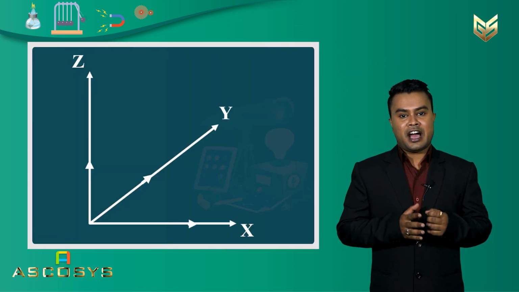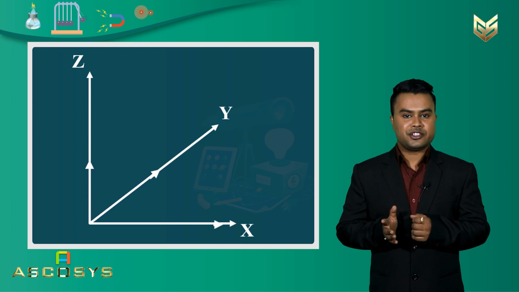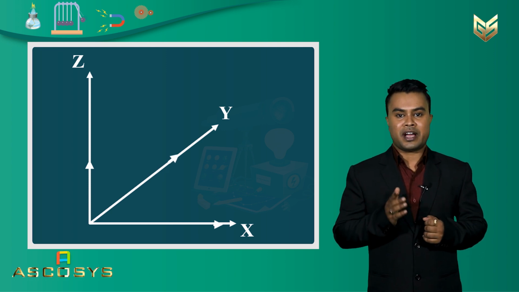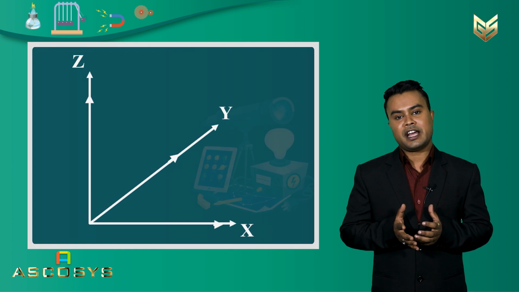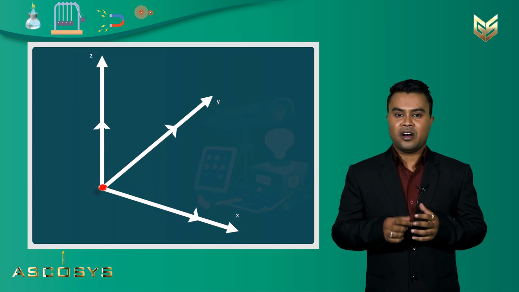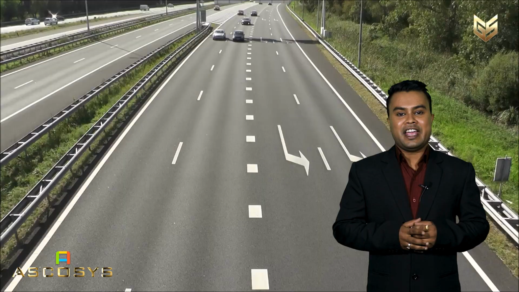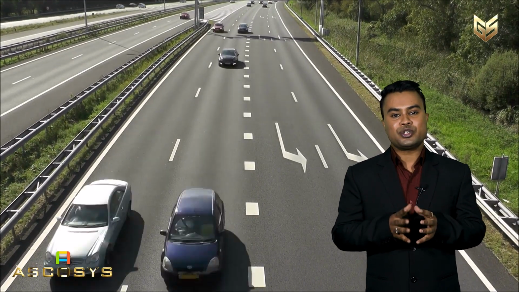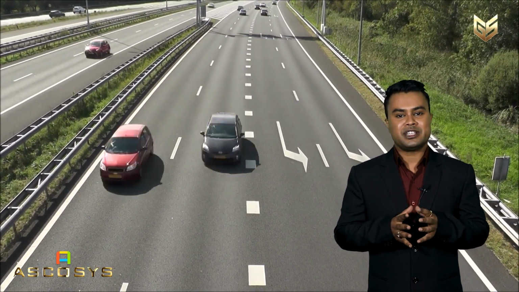Suppose a car is moving along the x-axis, it moves in a straight line. Suppose a car moves along the y-axis, it also moves in a straight line. A car moving along the z-axis can also move in a straight line. So in any of the dimensions, if it is moving, it will be called motion in one dimension. It can be the x-axis, y-axis or z-axis. So a car speeding on a highway is a motion in one dimension or motion in a straight line.